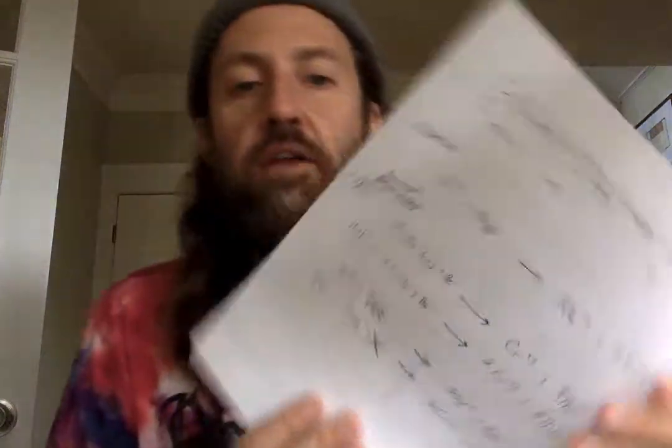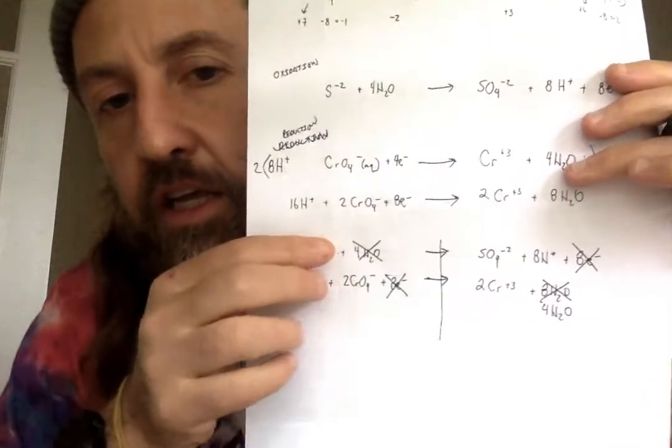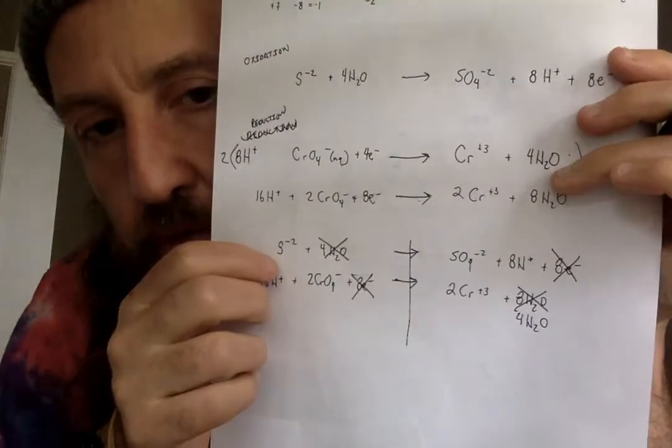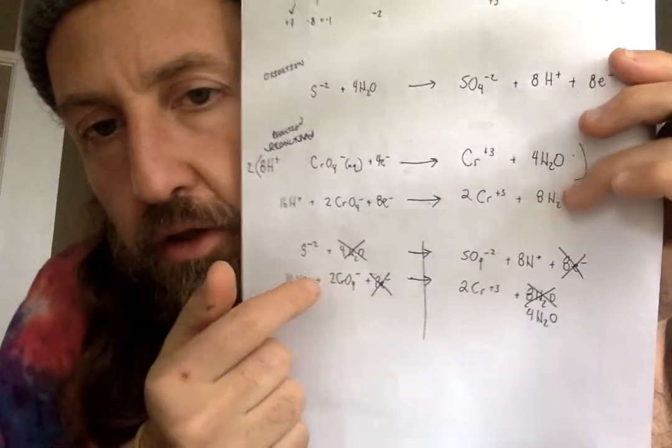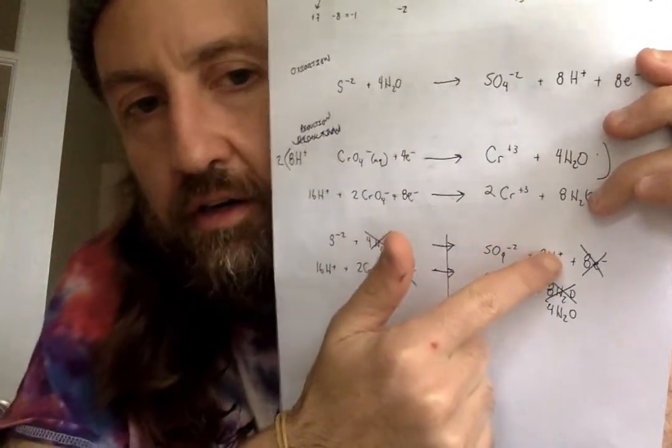And then I've got hydrogen ions that I can cross off. And again, I'm not going to be able to get rid of all of them, but I'm going to be able to get rid of some. So I have 16 here and 8 here, so I'm going to cross off those 8. The 16 becomes 8 because we've gotten rid of 8 of them. And that's it right there.